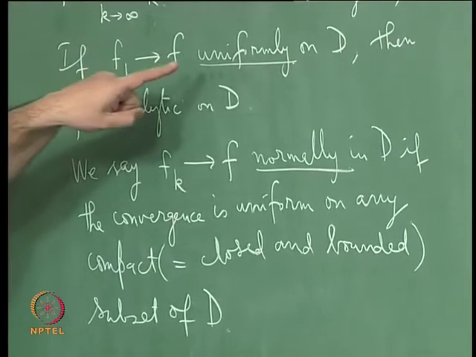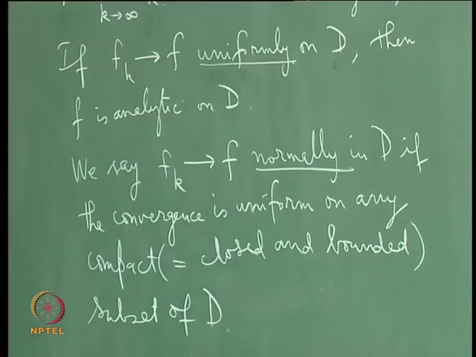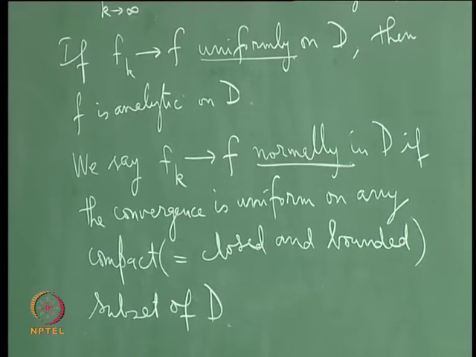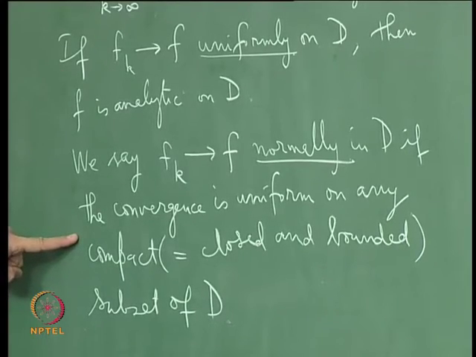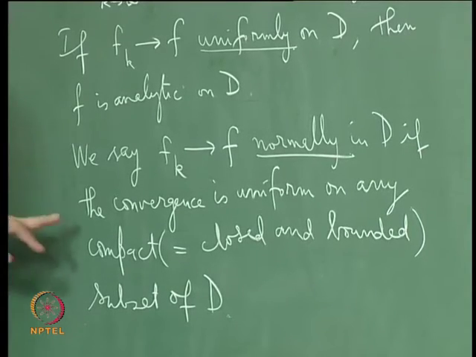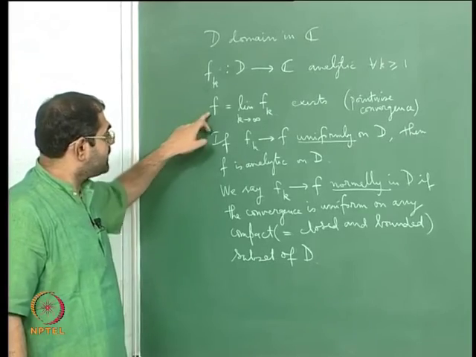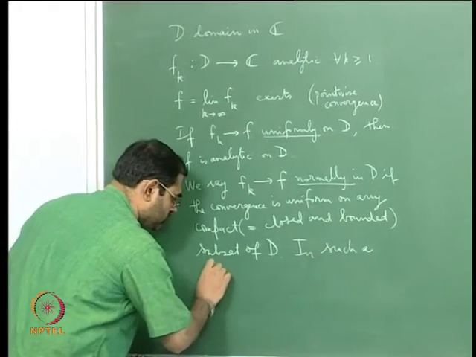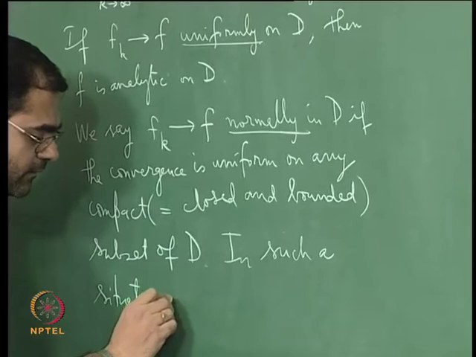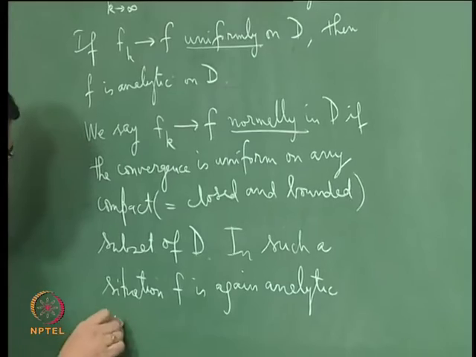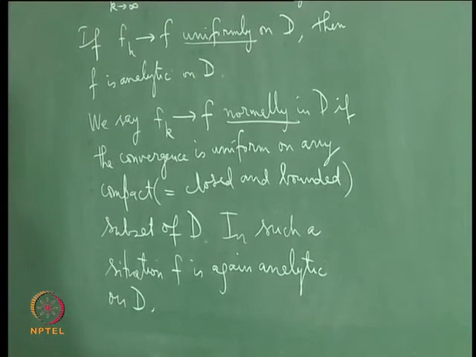And of course, if you have uniform convergence on the whole domain, then you have normal convergence, because if uniform convergence holds on the whole domain then it also holds on any subset of the domain. Therefore uniform convergence is a stronger condition and normal convergence is a weaker condition, but usually normal convergence is what will happen in practice. But the fact is, even if you weaken this condition you still get that the limit function is analytic. So in such a situation, f is again analytic on D.